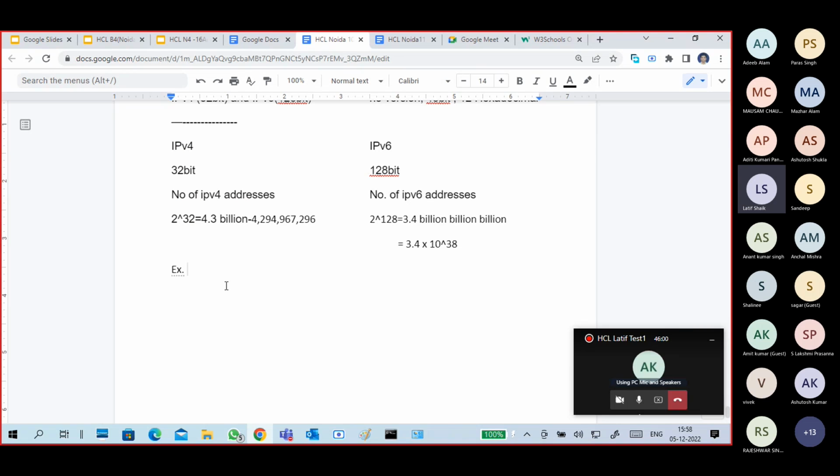An example of IPv4 looks like 192.168.11.1, something like this. It is a decimal format, with decimal numbers here. In IPv6 we use hexadecimal numbers. An example of IPv6 looks like this one: 2001, just for example.